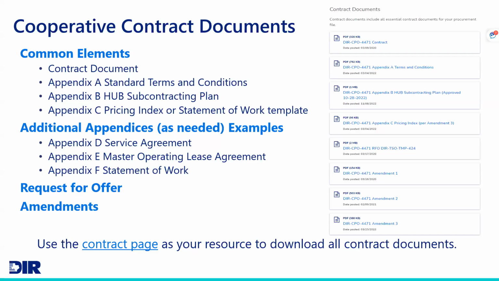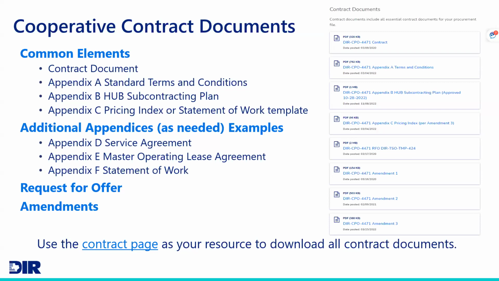Your Appendix C will be a pricing index for a commodity-based contract. That's going to show you the brands available and the discount percent off of those brands or services. Or if it's a services-based contract, that Appendix C will be a statement of work template. So it's going to depend on the scope of the contract you're using, whether you'll see a pricing index or a statement of work template. You will also see any other appendices attached as they are needed.